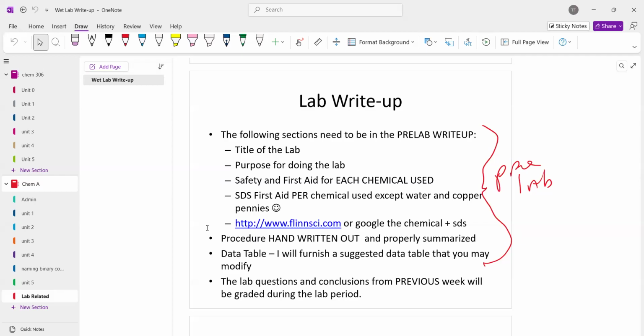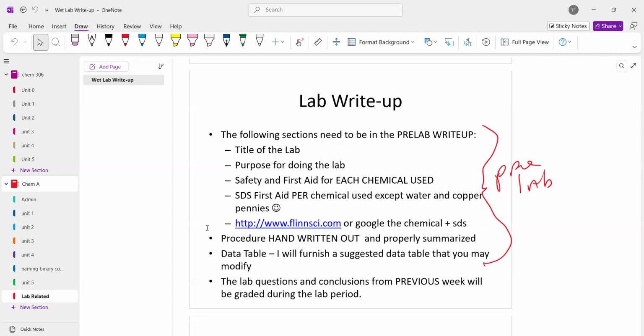The middle part of the lab, you actually do the lab. Like in the density lab, you'll be weighing some stuff. You'll be checking for volume and writing down your data. And then the third part is doing the post-lab calculations and questions, and then writing a conclusion.